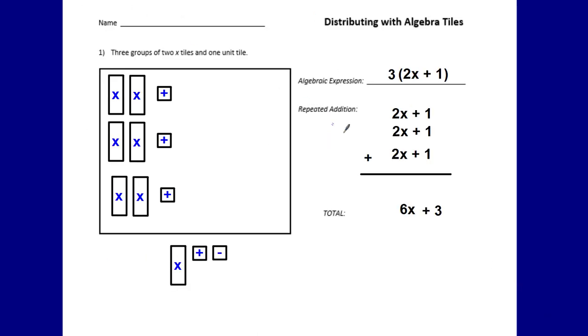Okay, let's go back and start with example 1. How can we turn this 2x into 6x's? Well, what did we do in our repeated addition? We added it together 3 times, right? And repeated addition is multiplication, so really we could take our 3 and multiply it by our 2x to make the 6x's. And then we could do the same thing and multiply it by our 1 unit to make the 3 positive units.